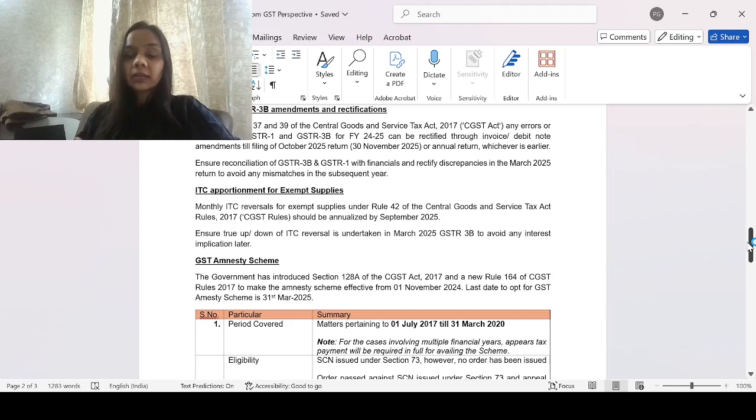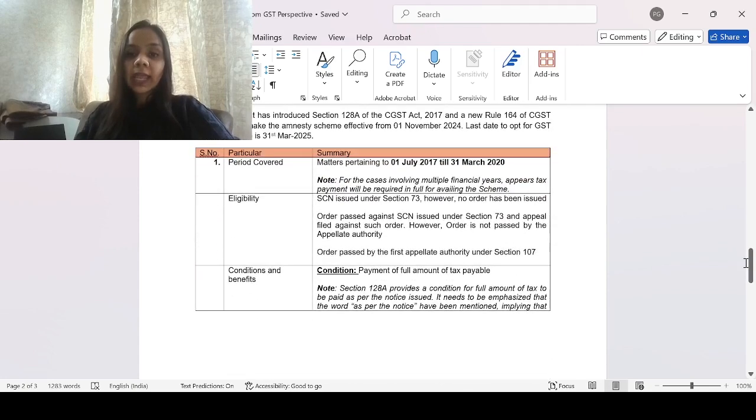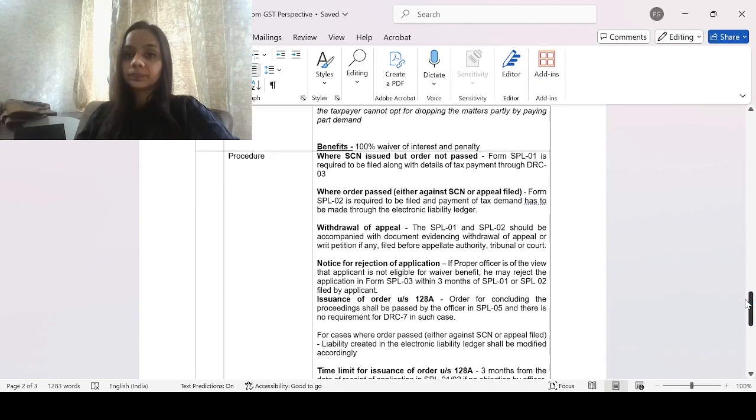But let us understand something brief about the amnesty scheme. The amnesty scheme basically covers all the litigations pertaining to July 2017 to March 2020. If we have received any kind of show cause notice but no order has been passed, or if a show cause notice has been issued and our appeal is pending but no order is passed by the appellate authority, then we are still eligible for the amnesty scheme. But the condition for obtaining the amnesty scheme is that you need to pay 100% of the taxes, but no interest and penalty is required to be paid here.